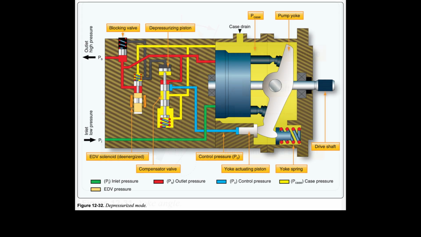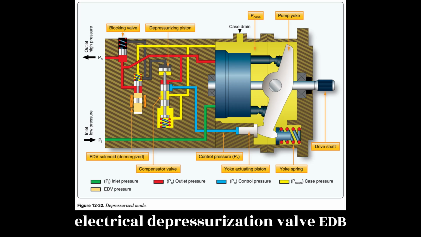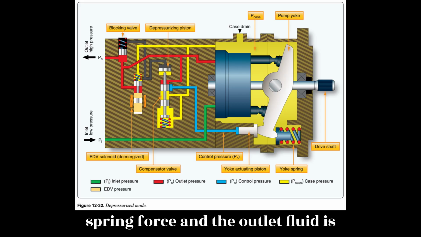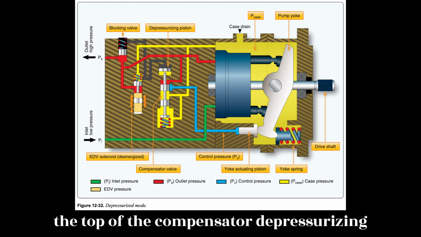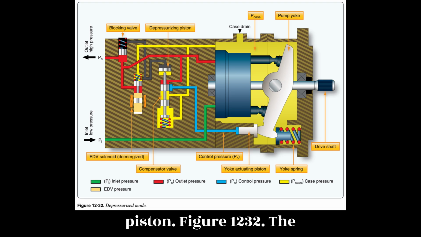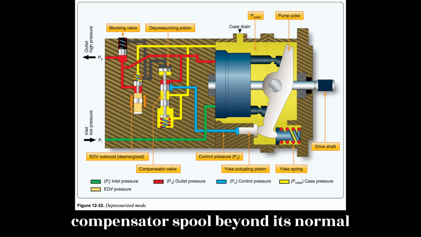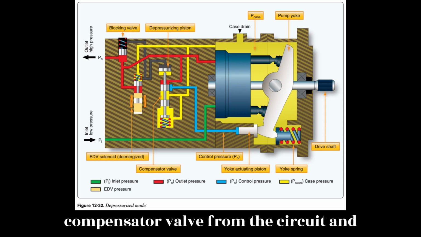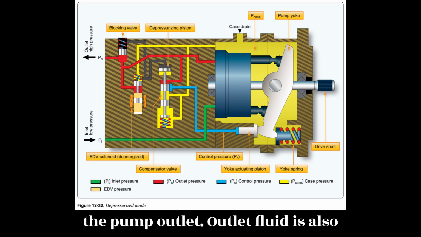Depressurized mode. When the solenoid valve is energized, the electrical depressurization valve, EDV, solenoid valve moves up against the spring force and the outlet fluid is ported to the EDV control piston on the top of the compensator, the depressurizing piston. Figure 12.32. The high-pressure fluid pushes the compensator spool beyond its normal metering position. This removes the compensator valve from the circuit and connects the actuator piston directly to the pump outlet.